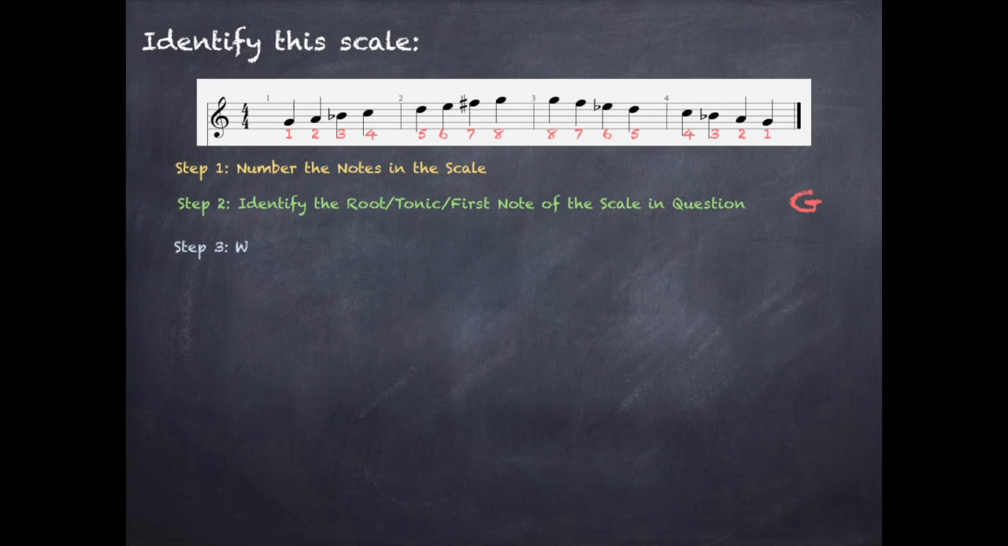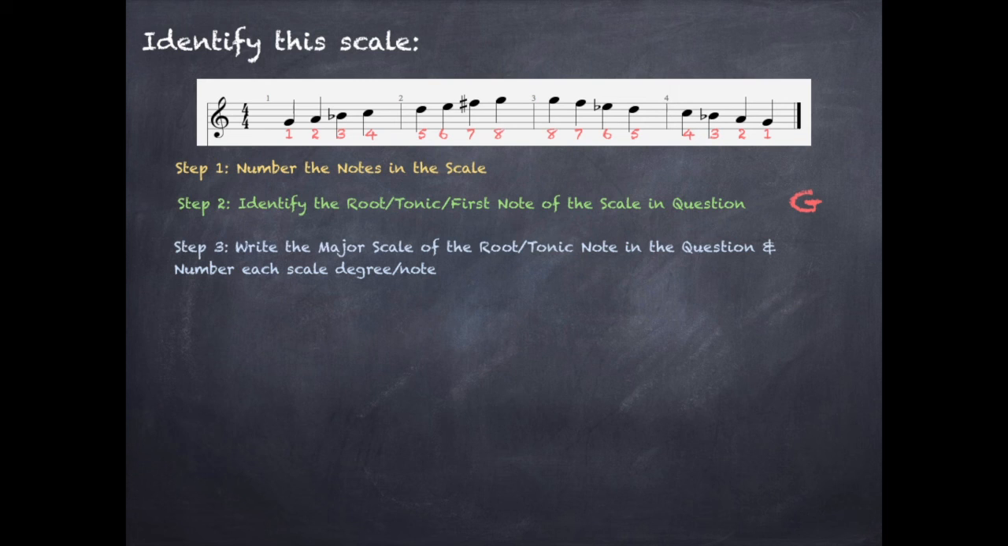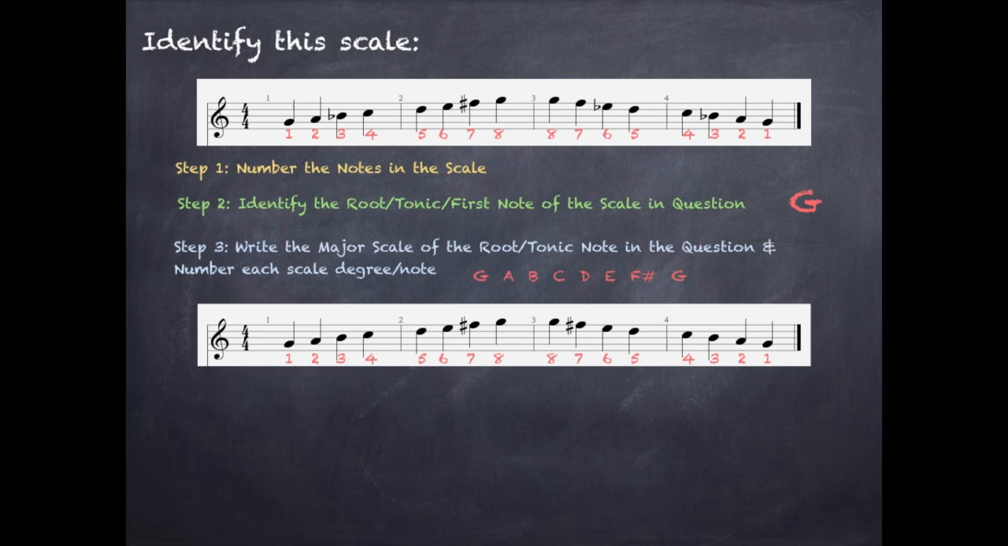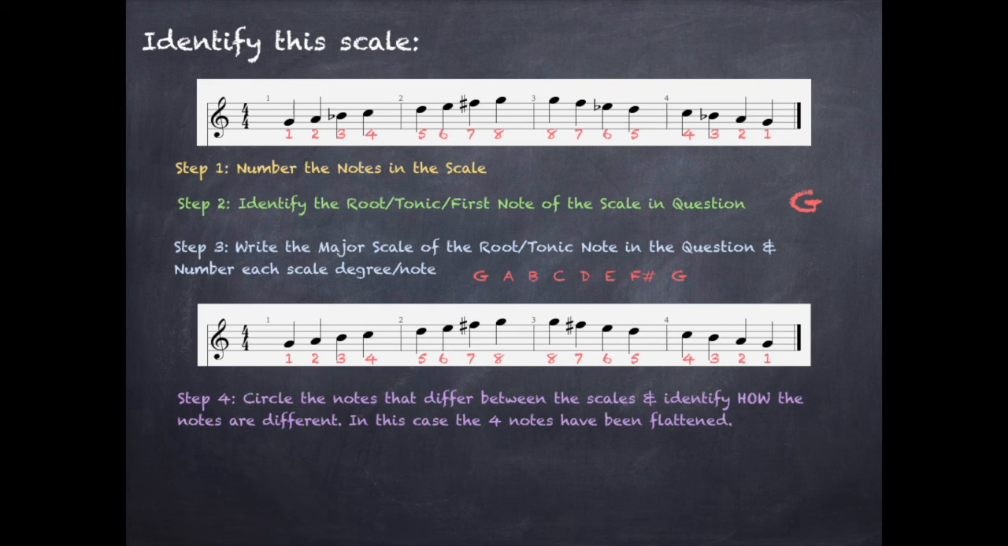Step 3, write the major scale of the root tonic note in question and number each scale degree. So we once again write the G major scale. This time, we've written the G major scale ascending and descending to reflect the question. Step 4, circle the notes that differ between the scales and identify how they are different. On the way up, we notice that only the third note has changed. It's been flattened. On the way down, we notice that the third, the sixth and the seventh note has changed and they have all been flattened.